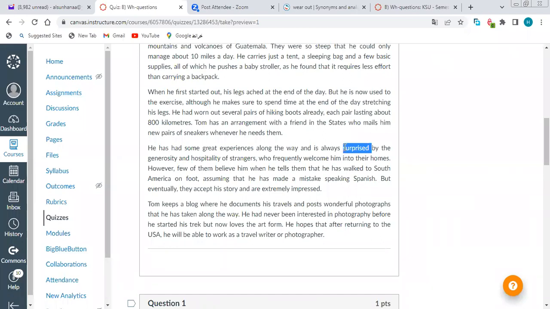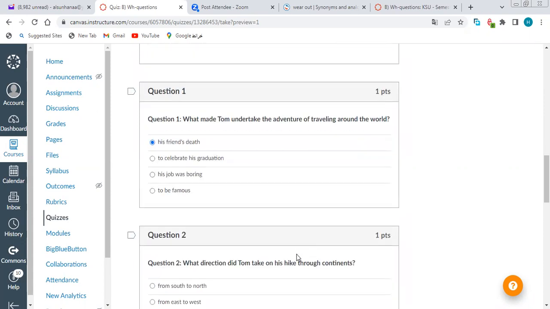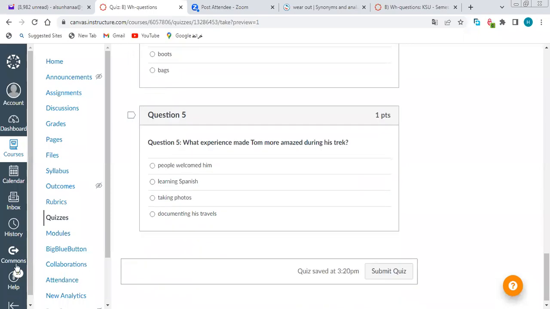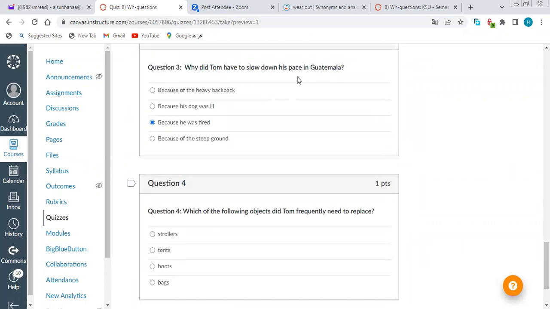إيه الحاجة اللي أدهش؟ إيه الشيء اللي أدهشه؟ That generosity, I mean كرم, and hospitality, okay, كرم الضيافة, of strangers, okay, strangers, I mean الأغراب, who frequently welcome him into their homes, okay? So the answer here is what? People welcomed what? Him. Okay, guys, this is the right answer according to the two sentences I have just read. Okay, let's see something else.